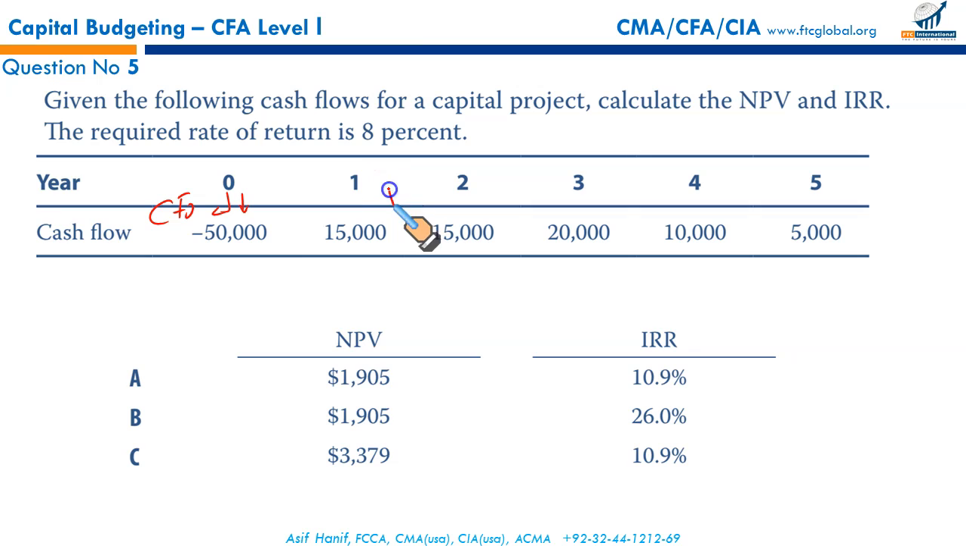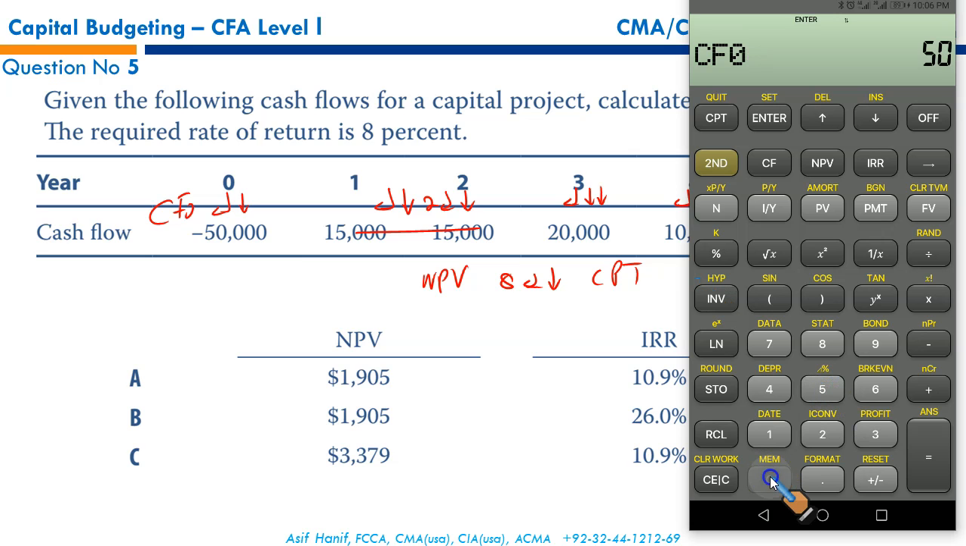So what we will do, use these keys. 15,000, since it's twice, enter, down arrow key, 2, enter, down arrow key. Frequency is 2. Then 20,000, enter, down arrow key twice. 10,000, enter, down arrow key twice, and then last 5,000. Then press NPV, 8%, enter, down arrow key, press CPT. You will get your NPV as well as IRR. So let's punch in the numbers.